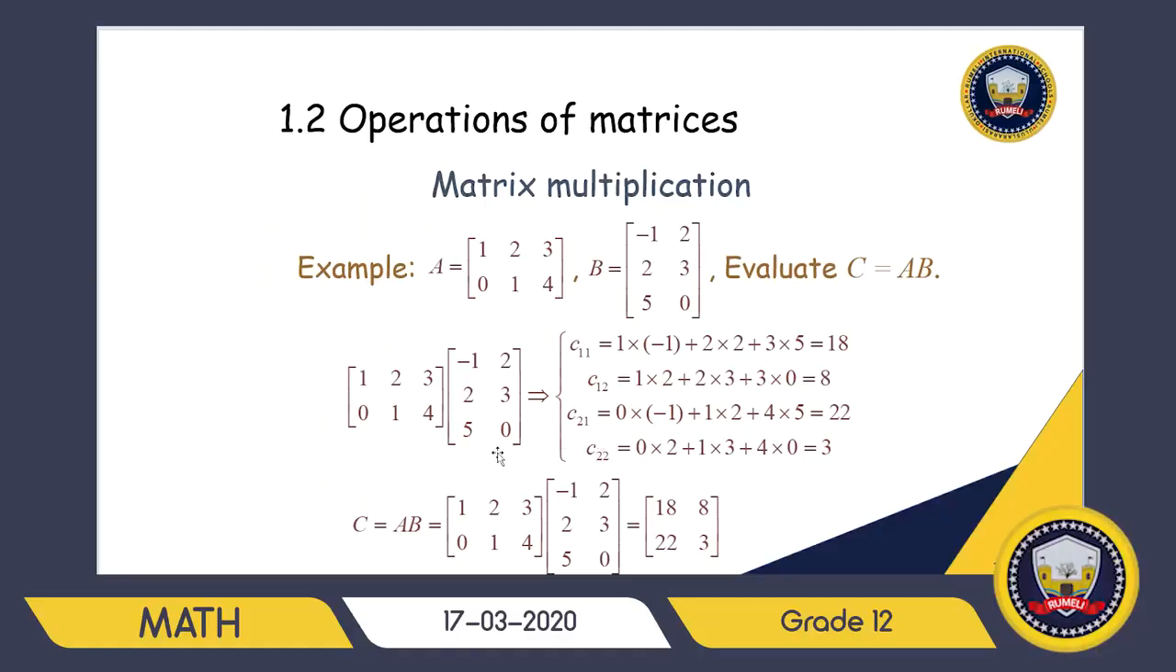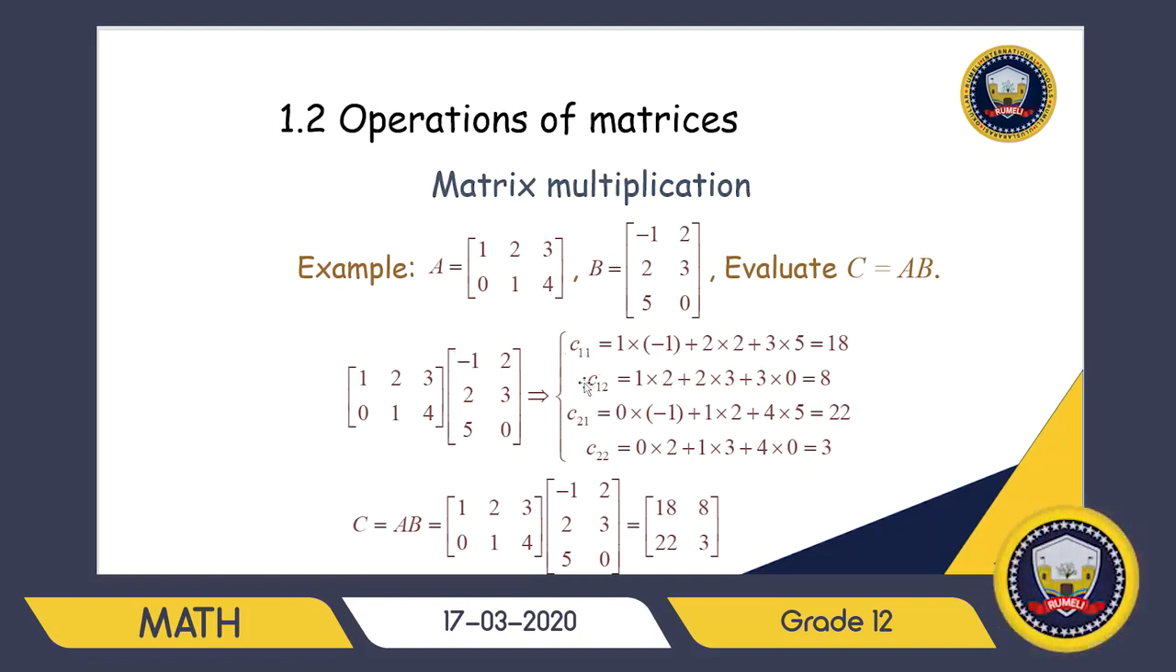Now let's try to find the other elements. A, as we said, has 2 rows and 3 columns. B equals 3 rows and 2 columns. C11: in this case, the first row from A and the first column from B. Doing the multiplication, we will get this: 1 multiplied by -2 plus 2 multiplied by 2 plus 3 multiplied by 5. So the first row and the first column give us C11.